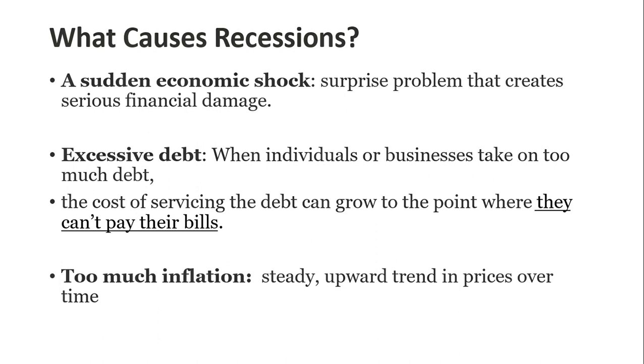Then we will talk about too much inflation, which is also one of the major factors of causing recession in an economy. Inflation is a steady upward trend in prices over time. Inflation isn't a bad thing, but excessive inflation is a dangerous phenomenon. Central banks control inflation by raising interest rates, and higher interest rates depress economic activity. Out of control inflation was an ongoing problem in the US in the 1970s. To break the cycle, the Federal Reserve rapidly raised interest rates, which caused a recession.